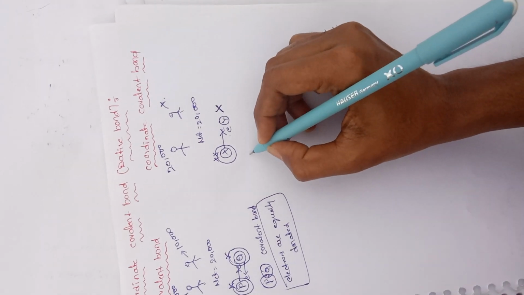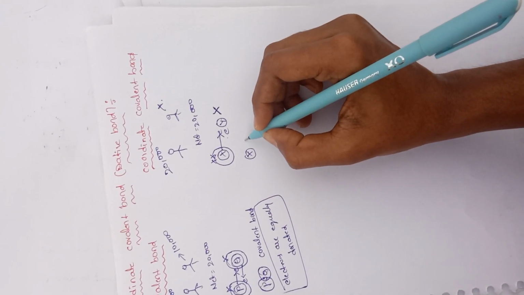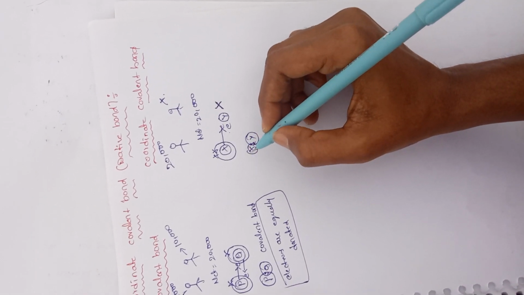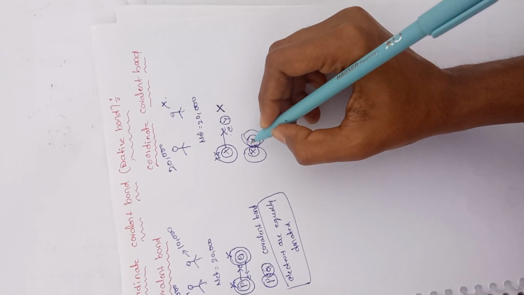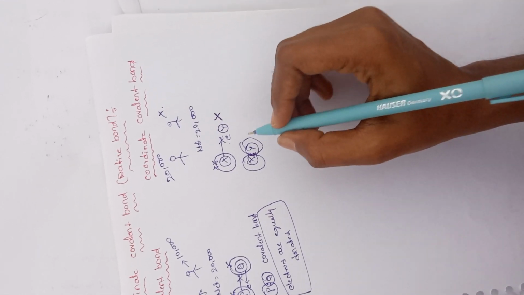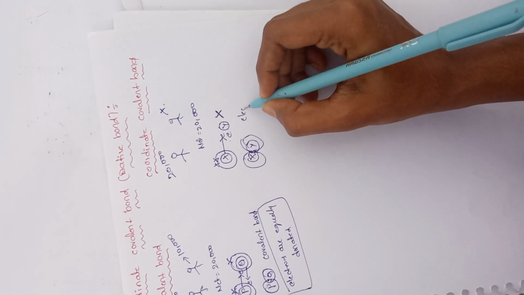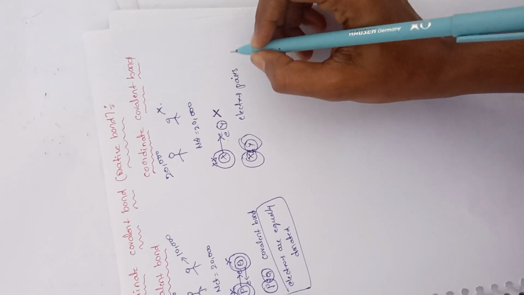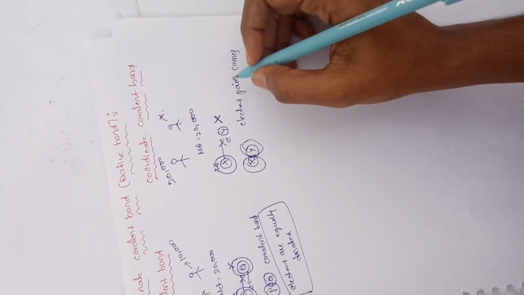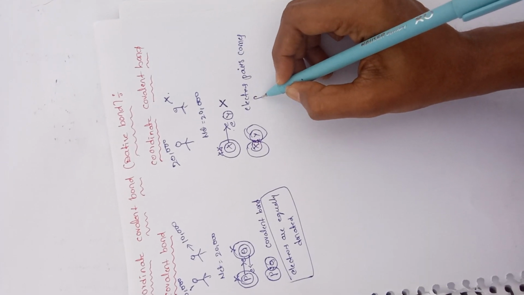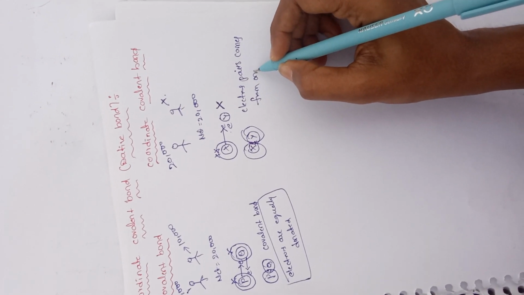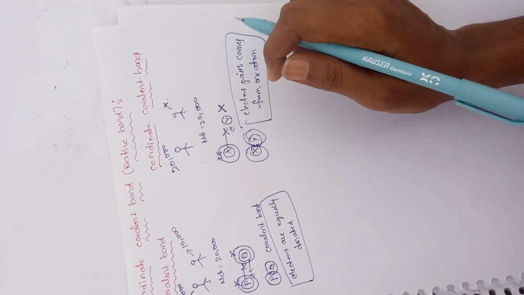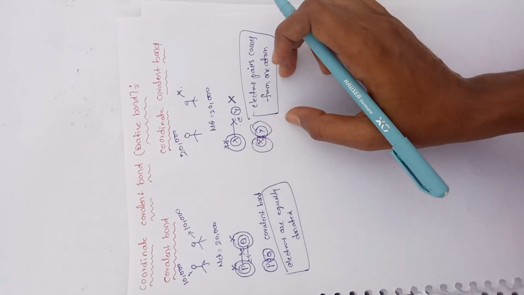So in this, X and Y are sharing electrons where the electron pair comes from only one atom. So this is the coordinate covalent bond. That means the electron pair comes from only one atom. This is the difference between covalent bond and coordinate covalent bond.